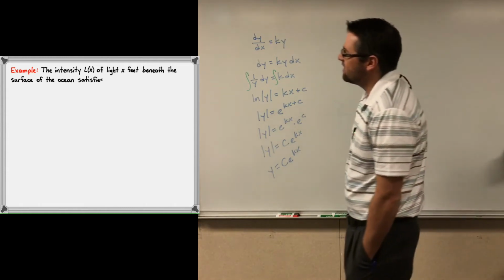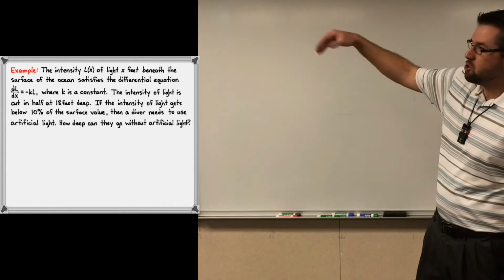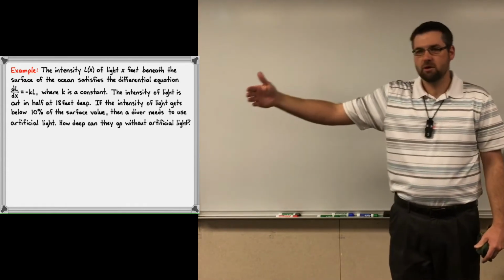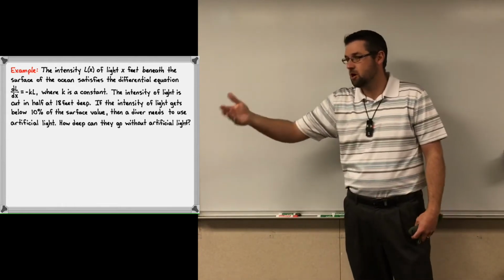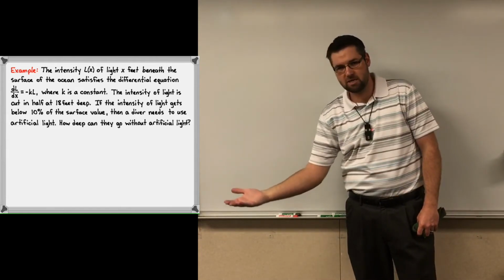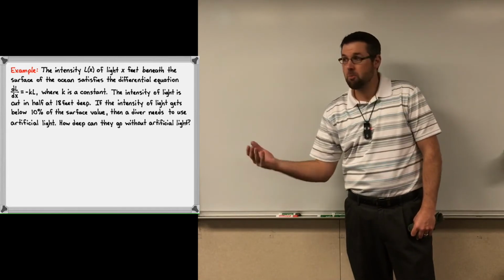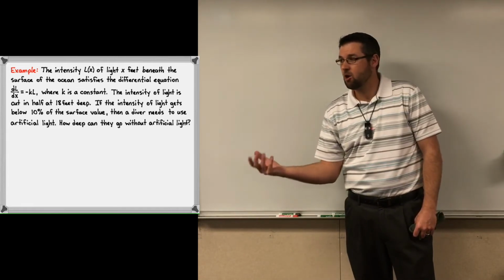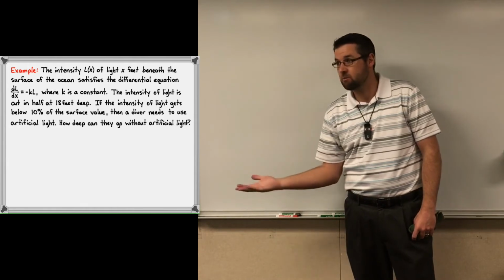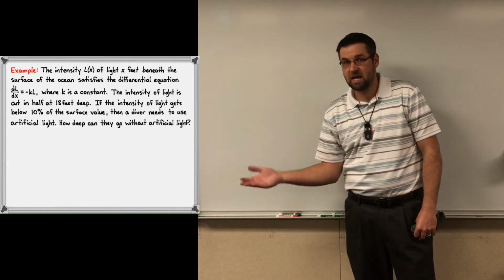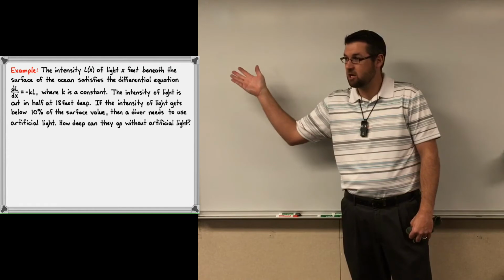Here's the problem. The intensity of light. So you jump into the ocean. The idea is when you jump into the ocean, the deeper you sink, the darker it gets, right? So there's a point somewhere along the way where you get deep enough and you can't see anymore. You know what I'm saying? That's exactly what this is talking about.